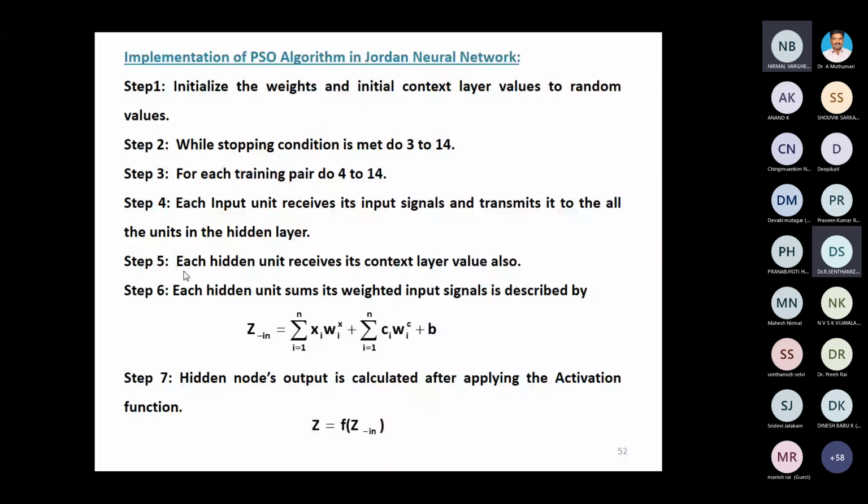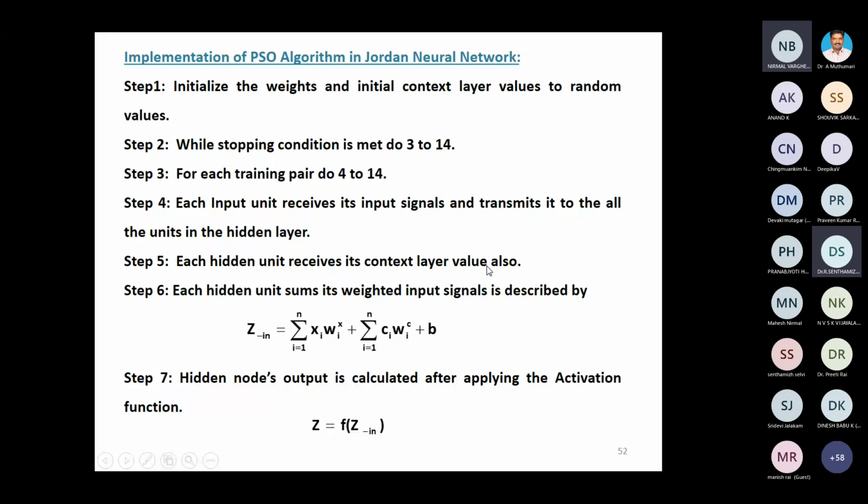Okay, right. Now step 3: for each training pair, do 4 to 14. What is step 4? Each input unit receives its input signal and transmits it to all the units in the hidden layer. One node of the input layer is connected to all the nodes of the hidden layer. That's part of the rule in a neural network. In step 5, each hidden unit receives its context layer value also.